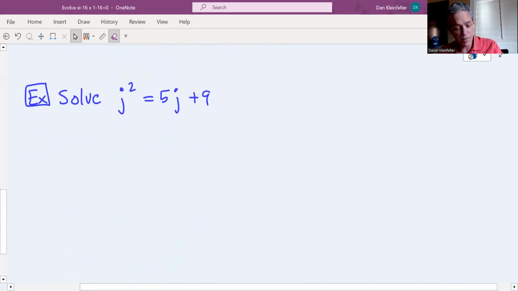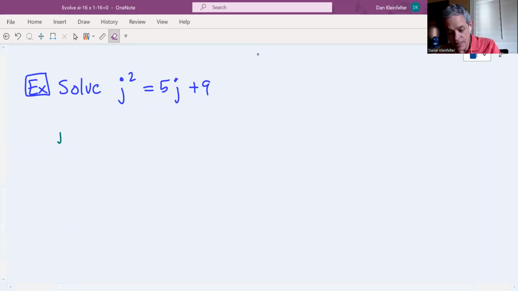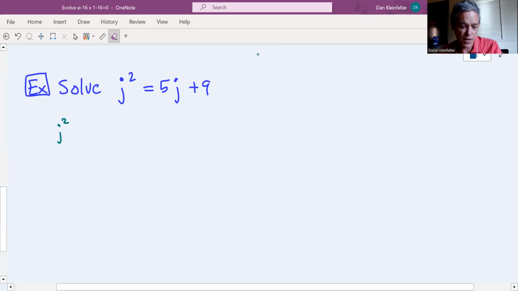All right, here's another one to try. j squared is equal to 5j plus 9. What you want to do first is collect everything, at least the two terms with the variable in it, onto one side and leave the constant term on the other side. So here we'll have j squared minus 5j, and that'll equal 9.